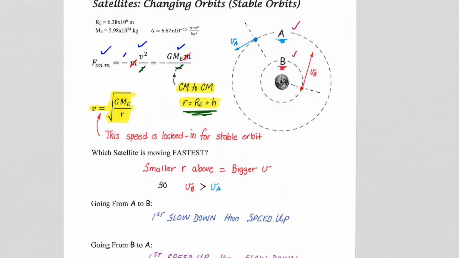So in terms of asking ourselves which satellite is moving fastest, if we look at this equation, we immediately see that as r is smaller, v is bigger. So if you want to put a satellite into a very low orbit, that is the fastest that the satellite is going to have to move. At higher orbits, the speed of the satellite is going to be slower because of the r in our equation for the stable orbit satellite.